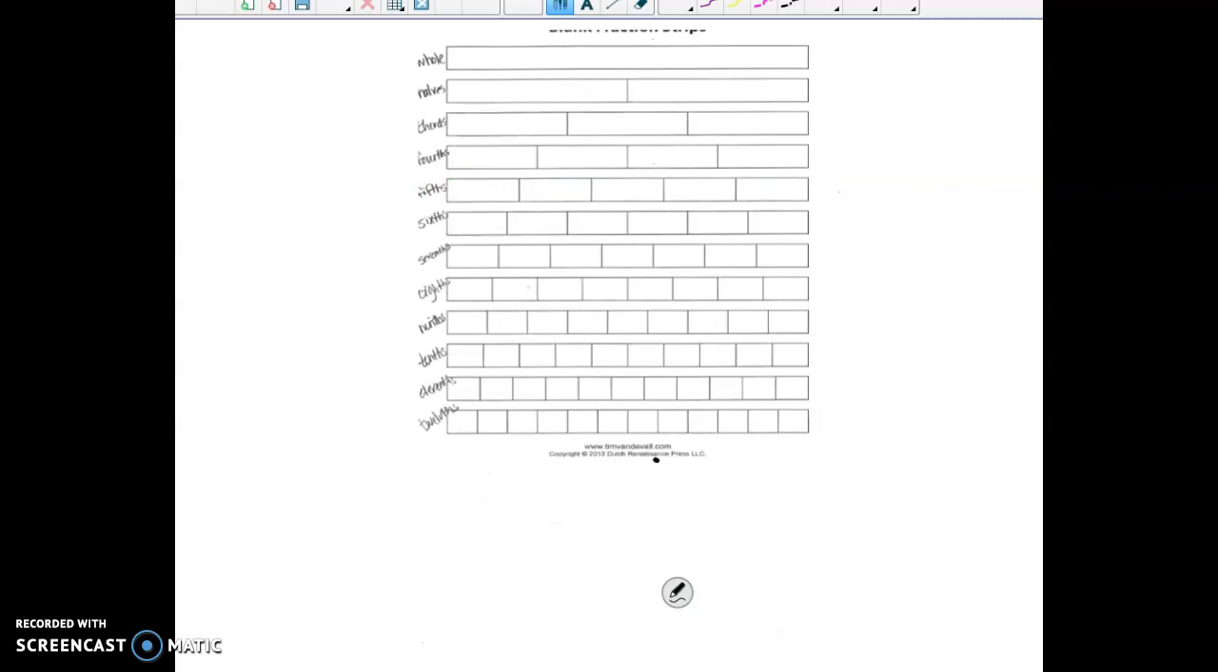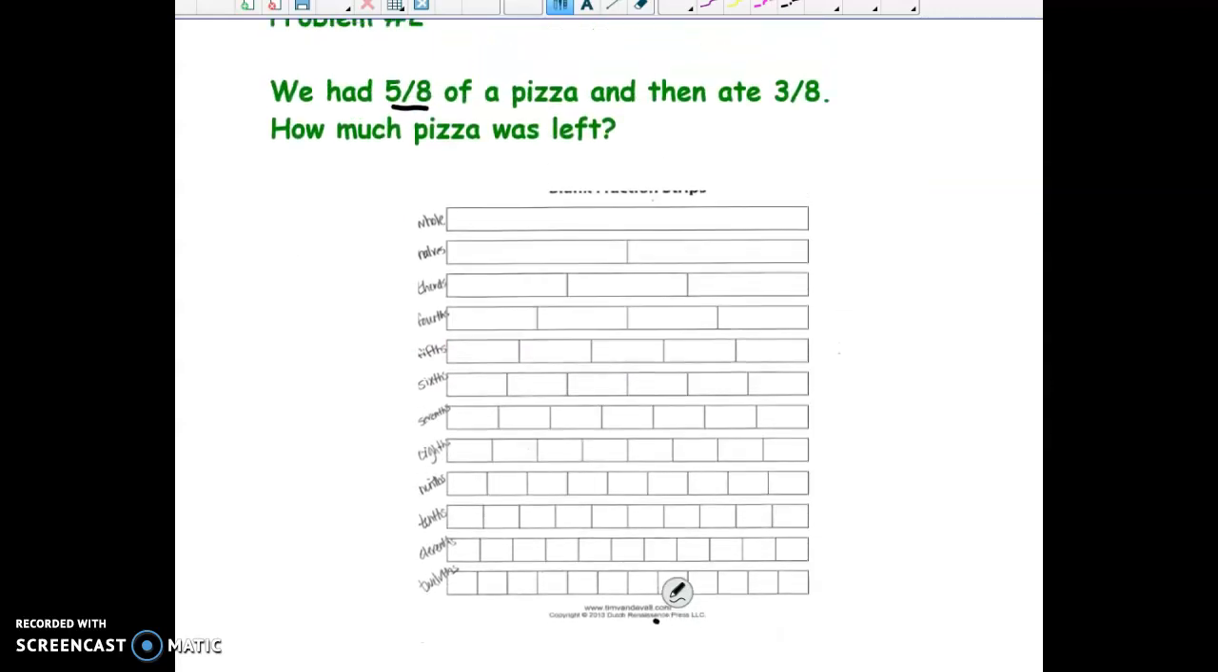So I'm going to show with the fraction bars again. So I'm going to start out with 5/8. Oops, sorry, not fifths. 5/8. 1, 2, 3, 4, 5. Here we go. So that's how much they started out with. And then they ate 3. 1, 2, 3. How much is left? 2. 2/8. 5/8 minus 3/8 is 2/8.